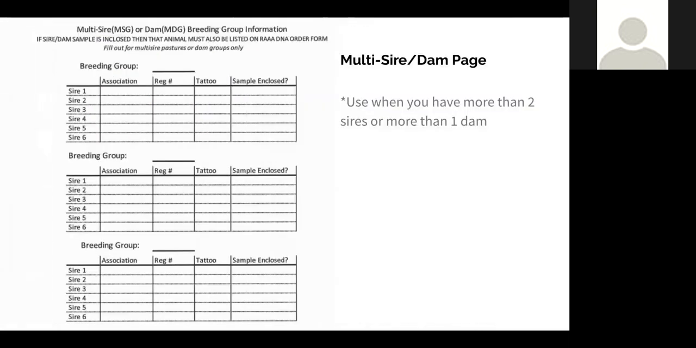Last but not least is the multi-sire/dam page. Most often this page is used for people who have many sires. That could be a possibility for some calves. So you can go ahead and write those in there and then you can write what breeding group that is and I can reference that, like I said, off of that DNA order form.